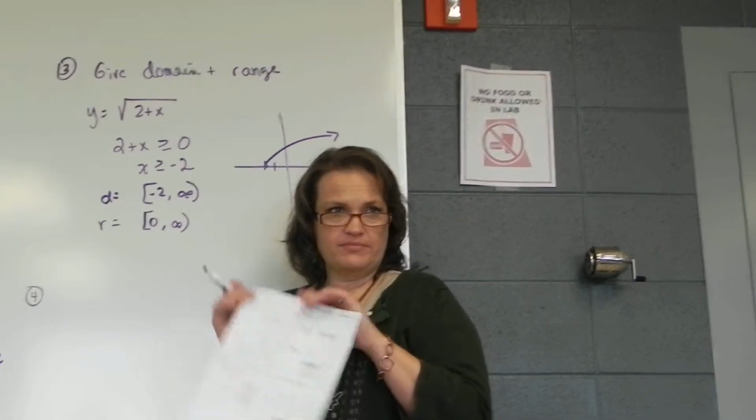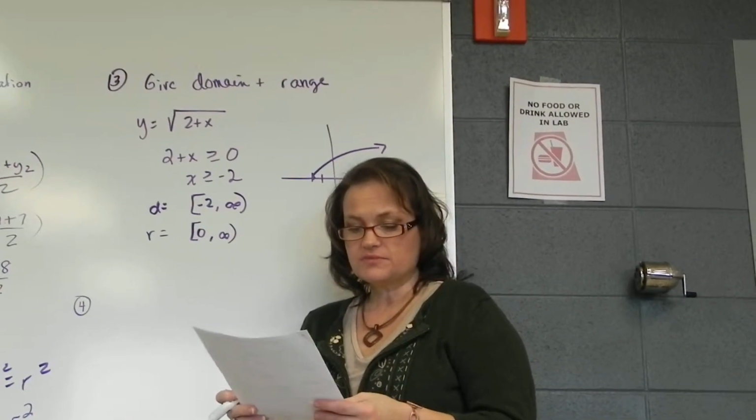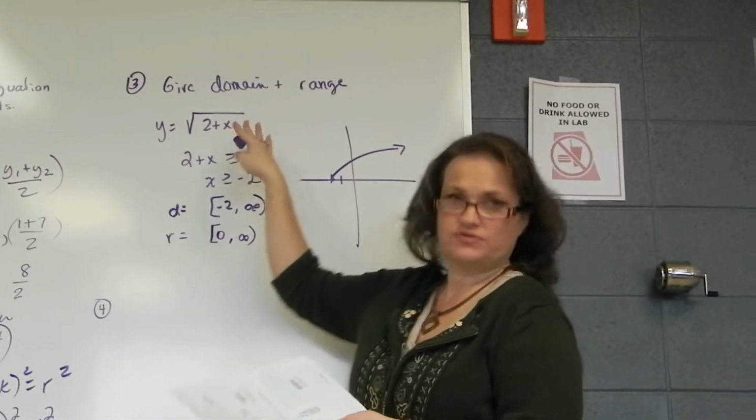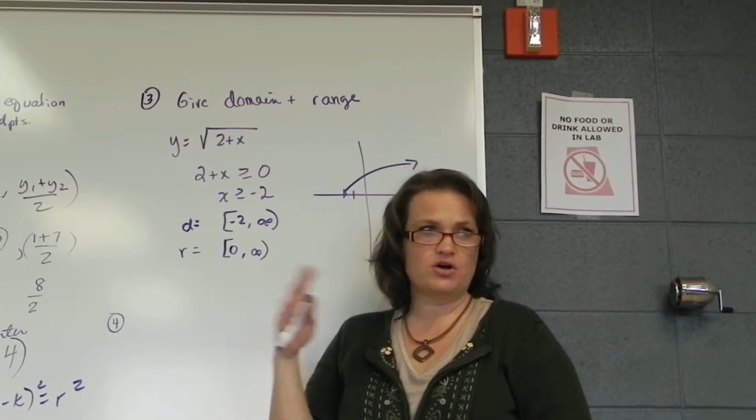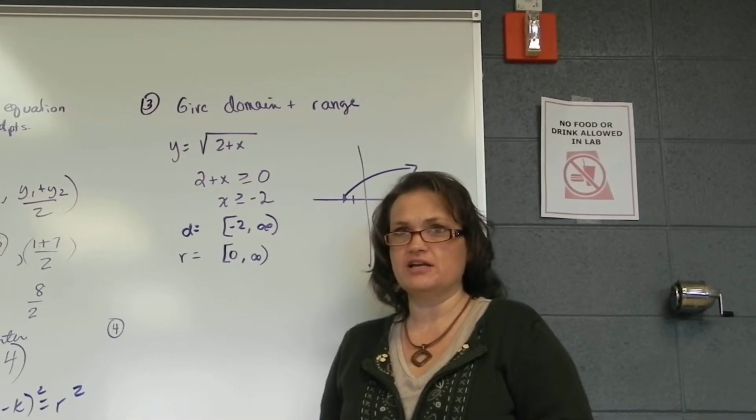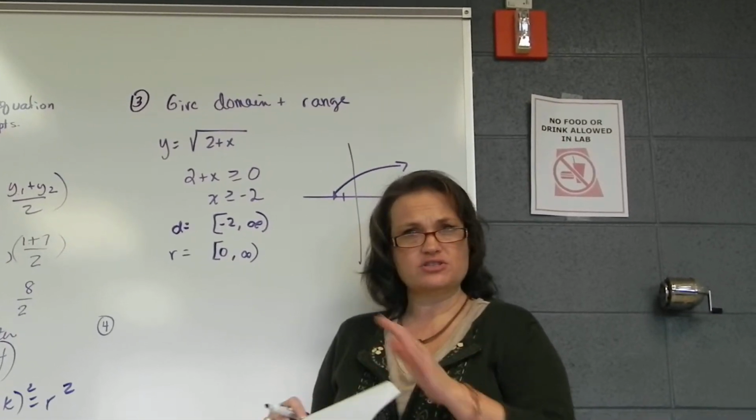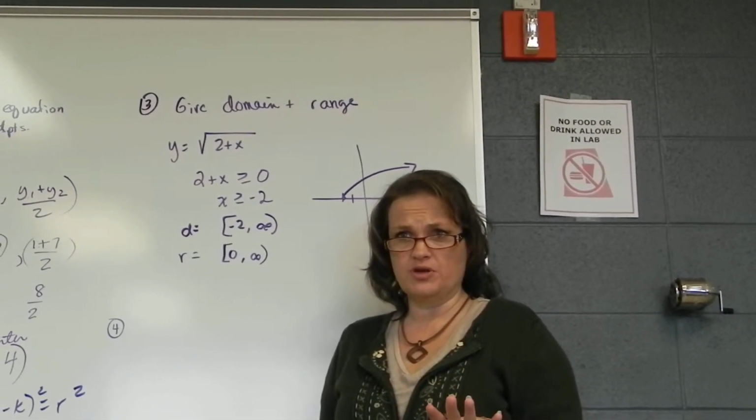Number 3 is on your handout. Number 3 says give the domain and the range of a relation, and this in general is a big topic. It's kind of followed us along for chapter after chapter. We've studied domain and range, so there are a lot of equations that you need to be familiar with.